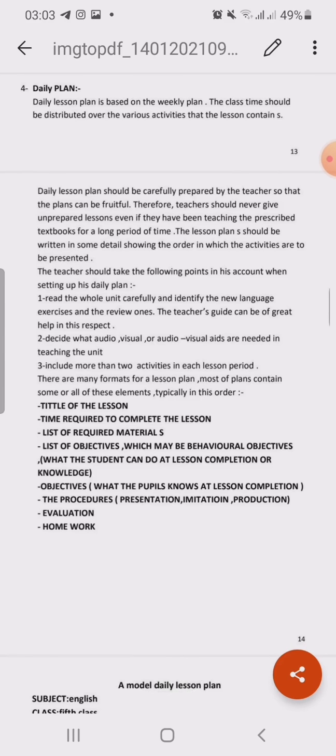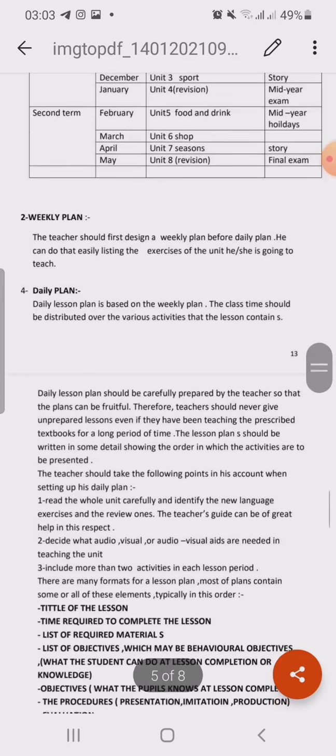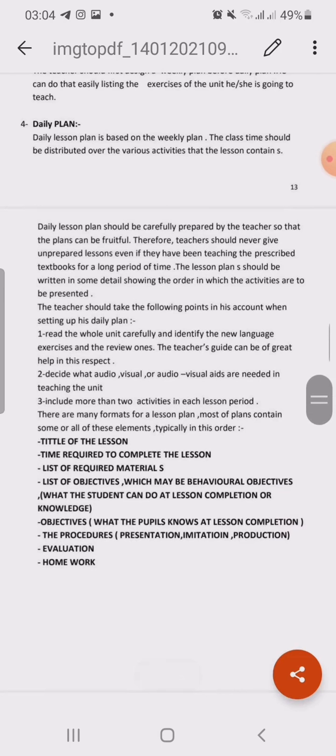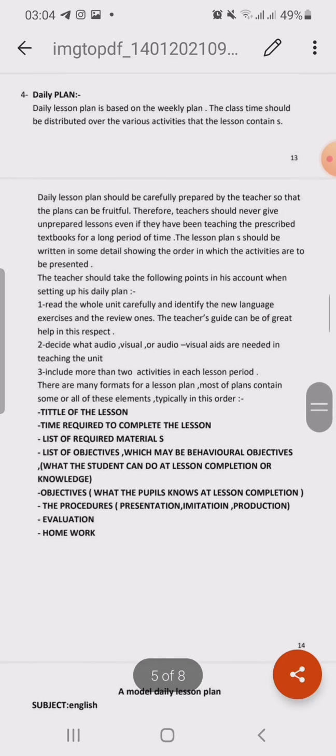Moving to number 3, daily plan. The daily lesson plan is based on the weekly plan. The class time should be distributed over the various activities that the lesson contains. That means the lecture time should be divided among the activities found in each class or lesson.